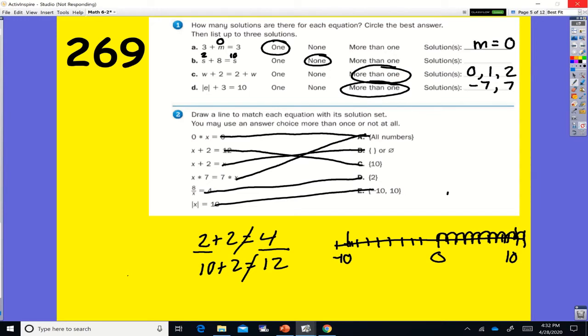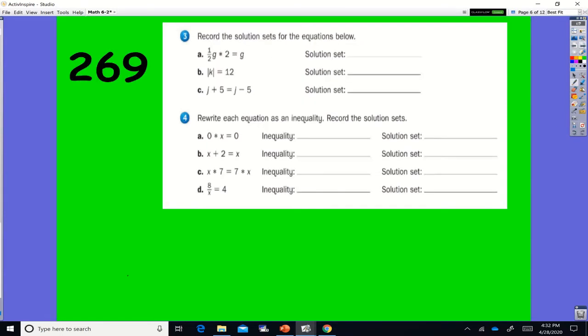Now, staying on page 269, we are going to record the solution set. So, we are going to say if there's no solution, more than one, many solutions, or one solution. So half times g, or half times a number times 2 equals g. Well, let's see. I'm going to do 0. Half times 0 gives me 0. 0 times 2 gives me 0. Well, that works. Now let's try 1.